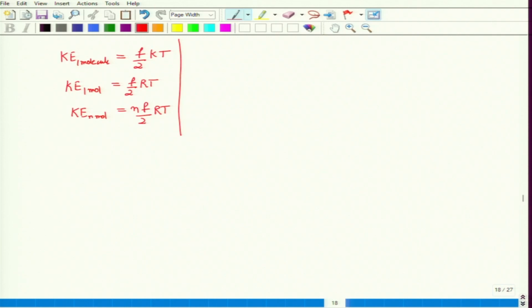So I have a question for you on this. Can you find the kinetic energy of 1 by 8.314 mole of hydrogen at 300 Kelvin? So let's take some time. Just try this before I discuss it, or you can pause the video and try it by yourself.